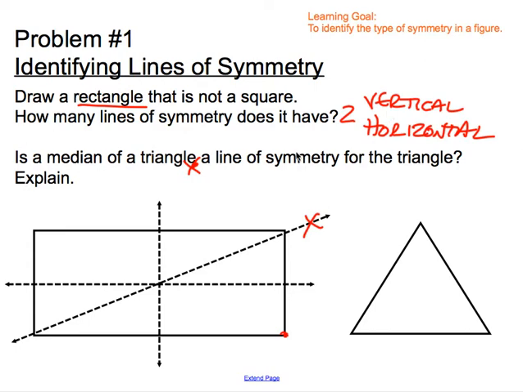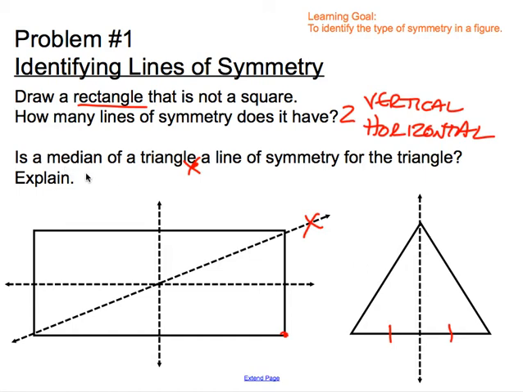Next, is a median of a triangle a line of symmetry for the triangle? Explain. Generally the first triangle that people draw is an equilateral triangle. That's the first triangle that most geometry students have come to mind. And the median is the segment from a vertex of the triangle to the exact middle of the opposite side. So we have these two segments which are exactly the same.